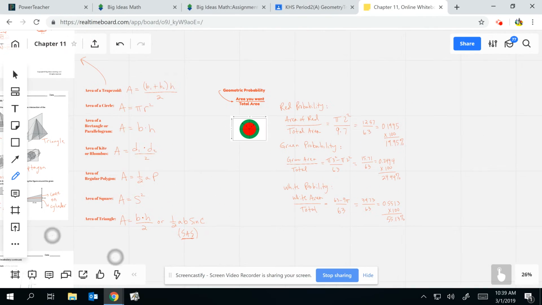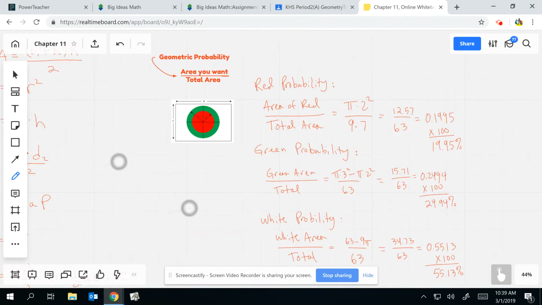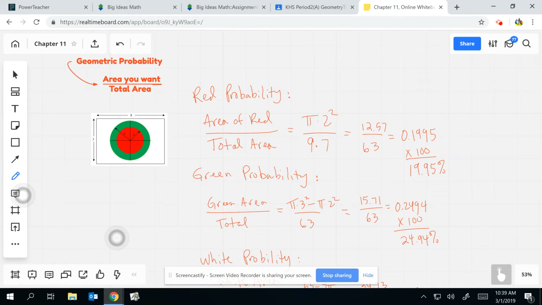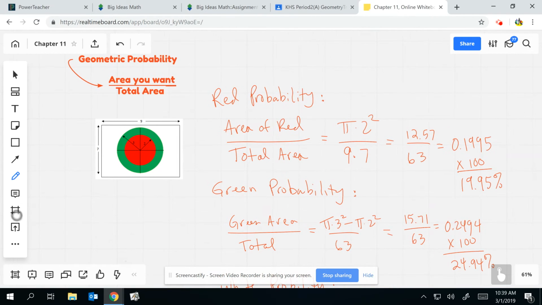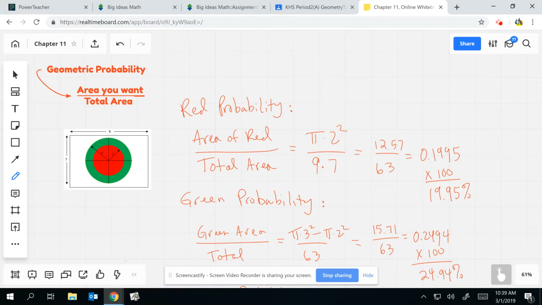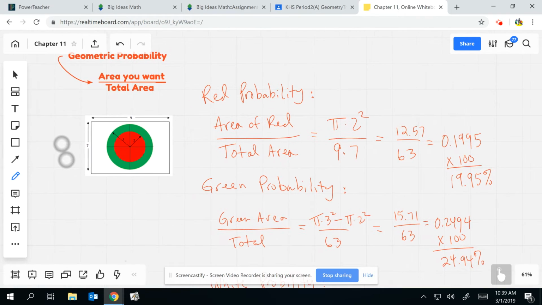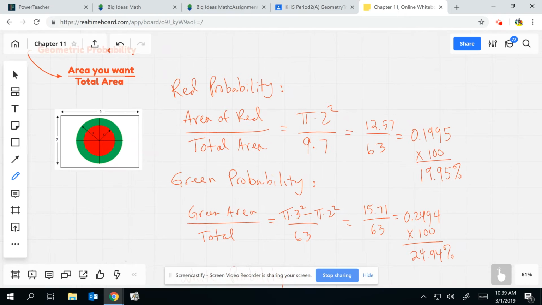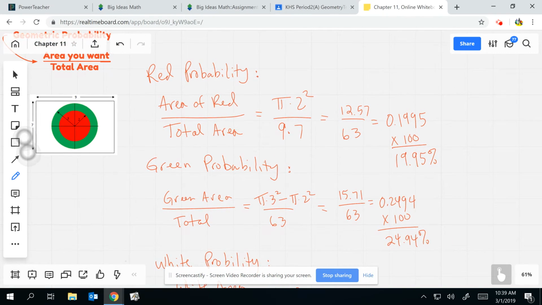The last thing you're going to need that deals with area is what we call geometric probability. Geometric probability is like throwing a dart at a dartboard. What percent chance does that dart have of hitting certain sections, certain parts of that circle or parts of whatever the dartboard shape is?